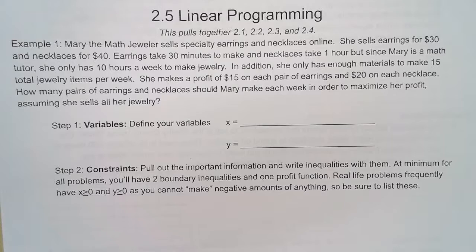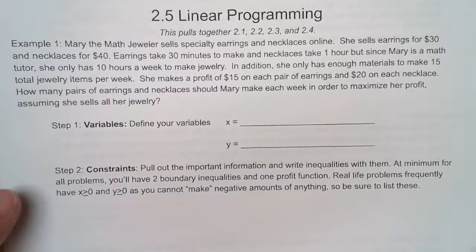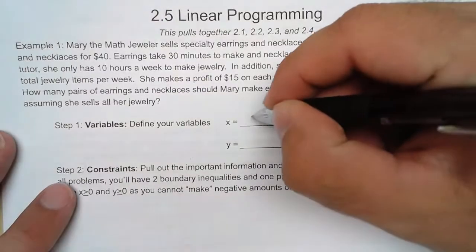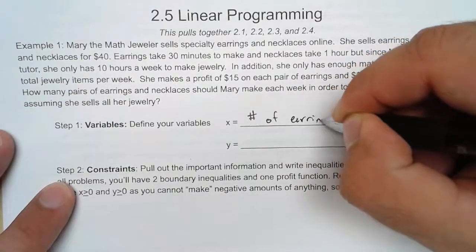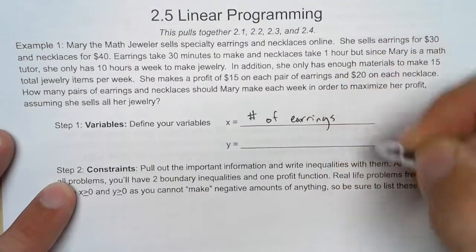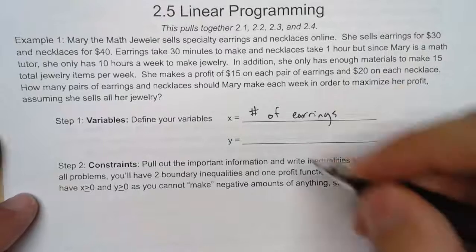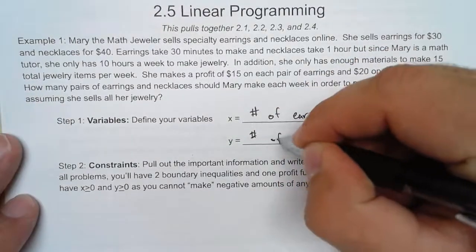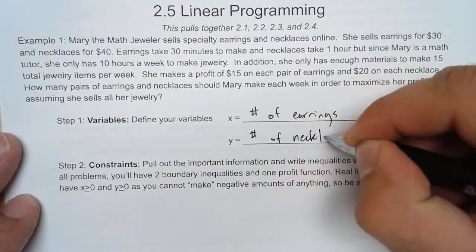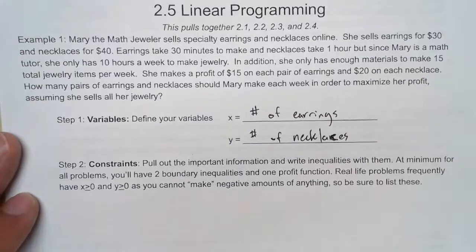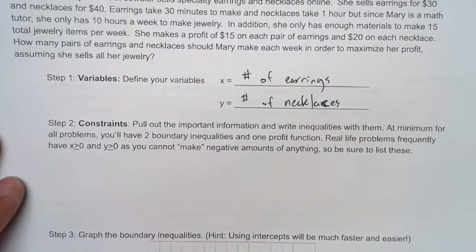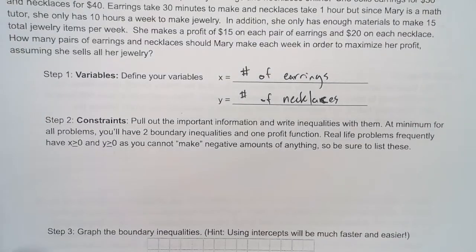So our first step here is to talk about what we're dealing with. We have two variables. These are the two things that we're making, our two inputs, right? So our first input is earrings. Our x is going to represent the number of earrings in this problem. And the y is going to represent the number of necklaces, because those are the two things she's making. Necklaces.